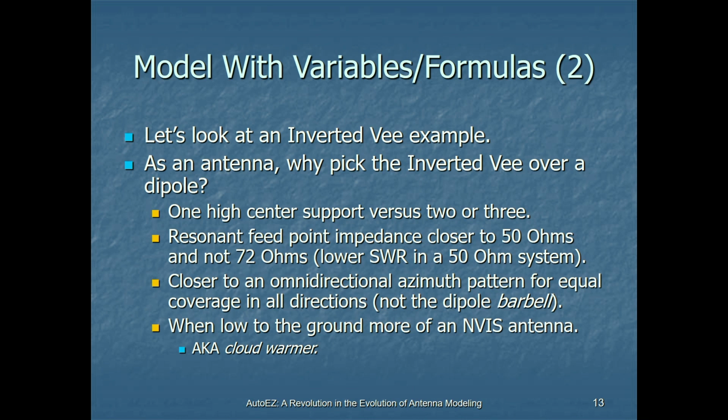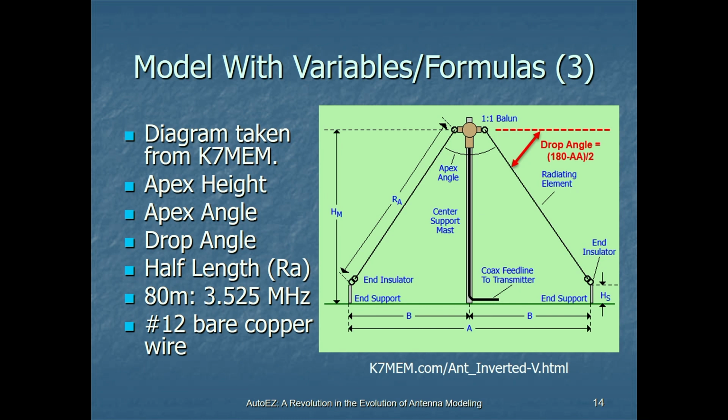Okay, let's look at an inverted V here as a nice example. Of course, we don't need to talk about why people might pick an inverted V in general. Although if it's close to the ground, we know that it's probably a cloud warmer or an NVIS sort of antenna. Okay, I ripped off this picture from the K7MEM website, and here's the picture of our inverted V. We have an apex height. He calls it the apex angle. I somehow like to think more in terms of the drop angle, which is the angle from the flat top down to the wire, which of course would be 180 minus the apex angle, that quantity divided by 2.